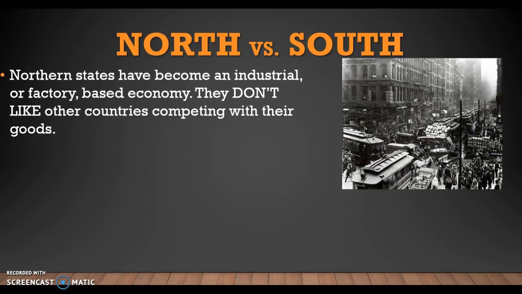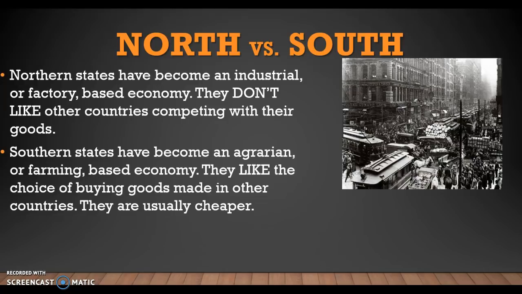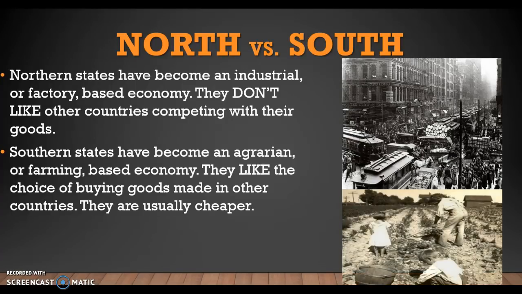When we talk about the North, we're talking about the big cities. Southern states have become an agrarian or farming-based economy. They like the choice of buying goods made in other countries because they're usually cheaper. And so this is what you'd see in the South. So what happens to the U.S. money when it is spent on foreign goods? Well, they're taken out of our economy. We no longer use that money. It's now over there in Europe.